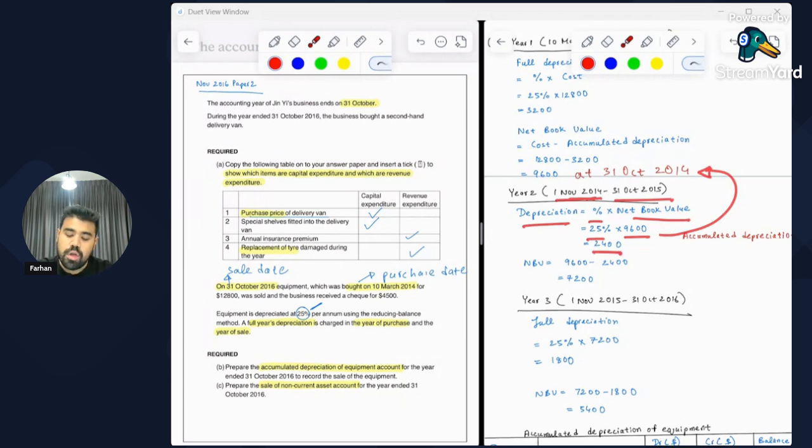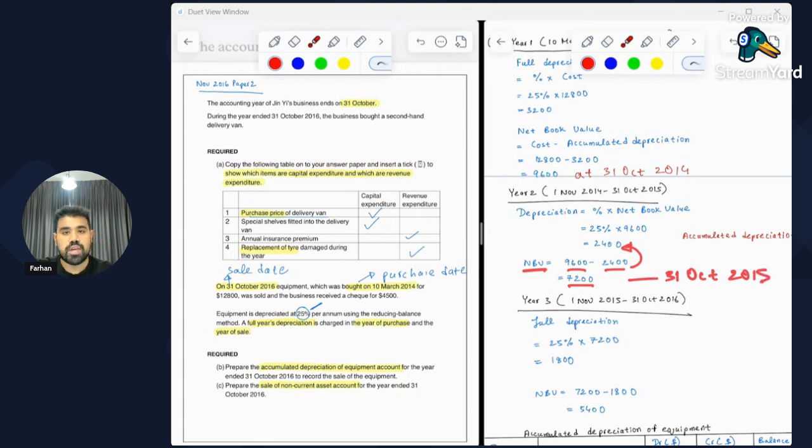Okay, so once you have the depreciation, you want to find the net book value at end of year 2 or at end of 31 October 2015. So I've written NBV, which stands for the net book value in short, and that is simply the difference between the net book value from the previous year that we had minus the depreciation that we have calculated right now in year 2. Okay, and that gives us a net book value of $7,200, which is the net book value that we have at end of 31 October 2015. Okay, all right.